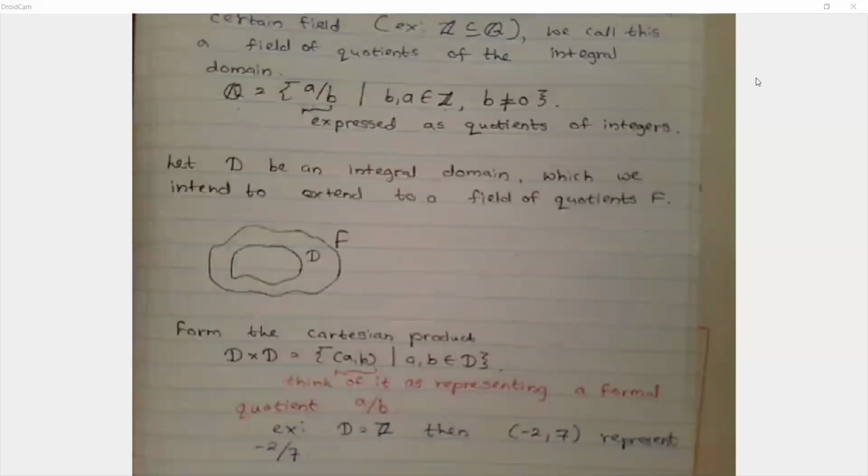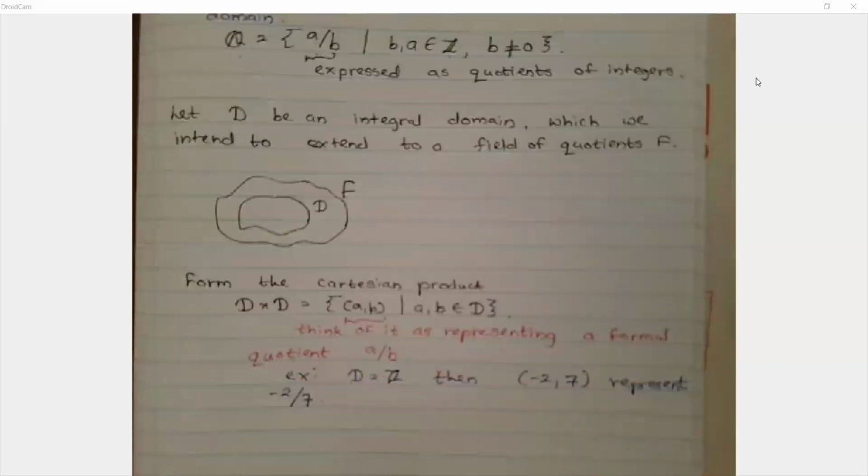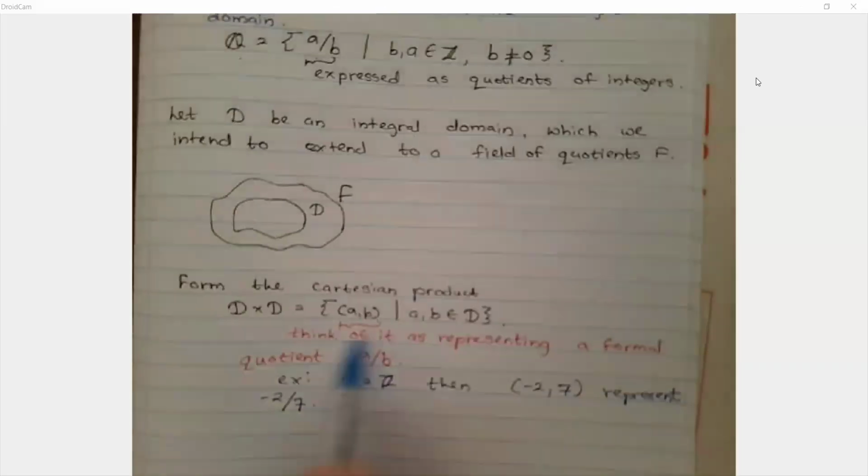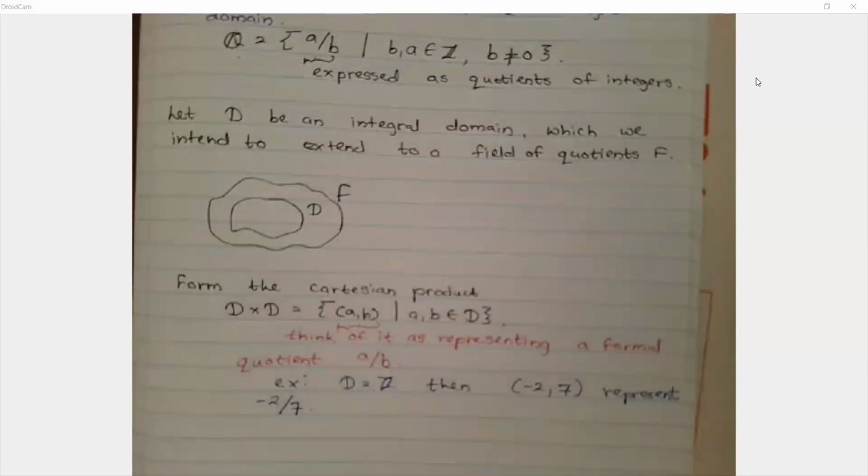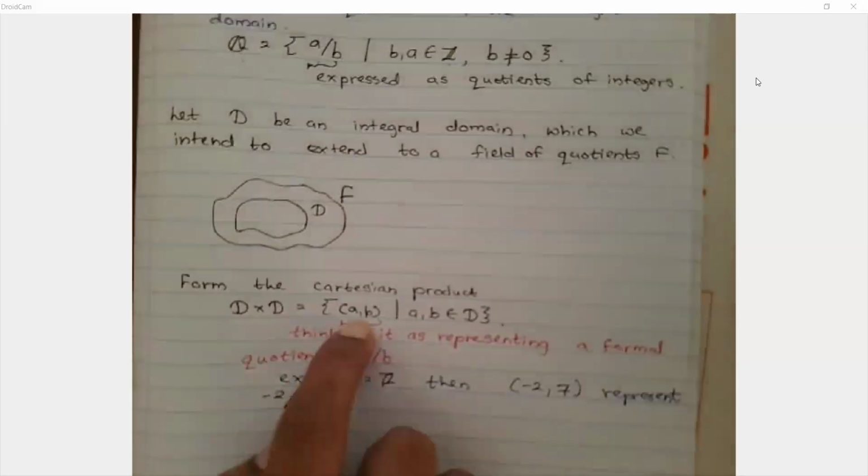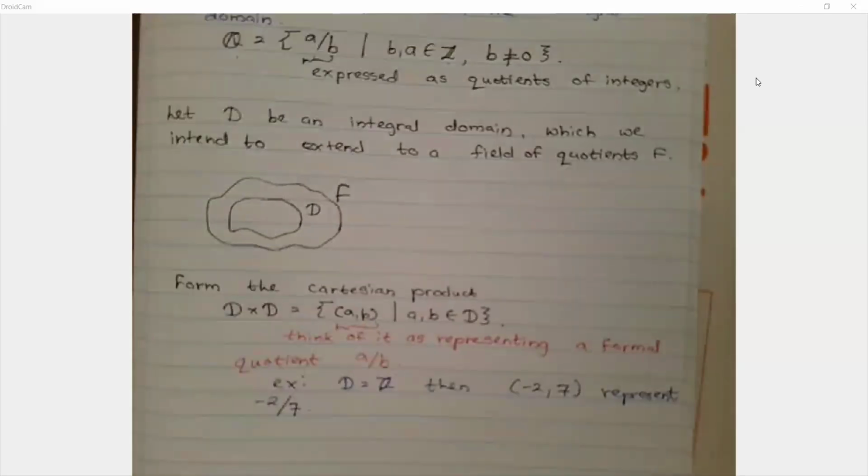-2 over 7. Now observe, just because we form this Cartesian product does not mean all these elements that you have over here would make sense if you're thinking of it solely as representing a formal quotient.